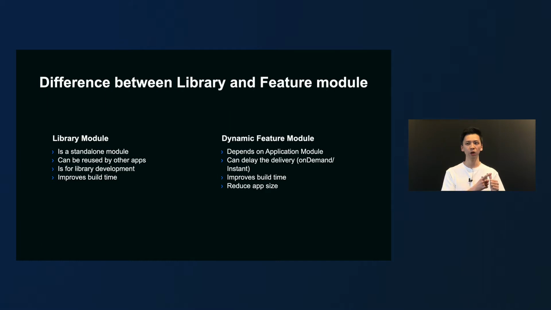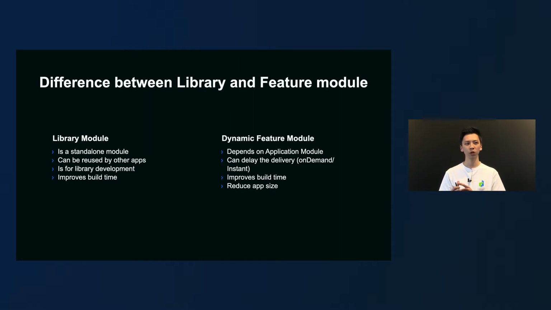So first, the library module. It's a standalone module. It can be reused by other apps, and is for library development. It can improve the build time if we have more modules. It can have the benefits of the parallel Gradle build feature.